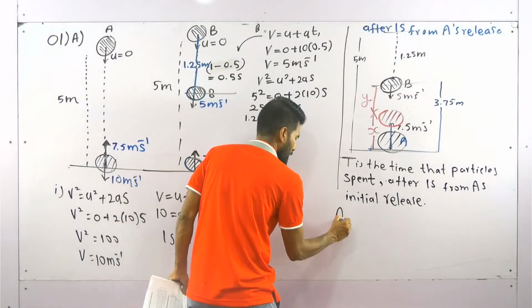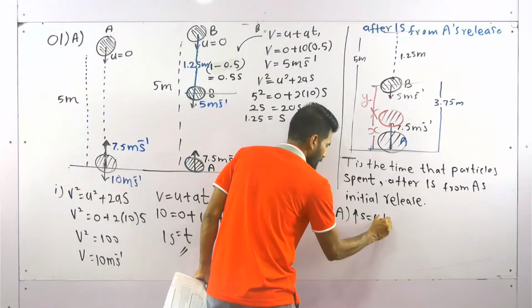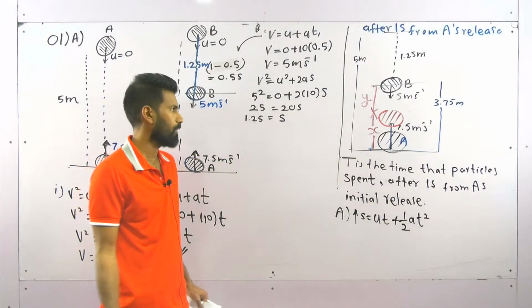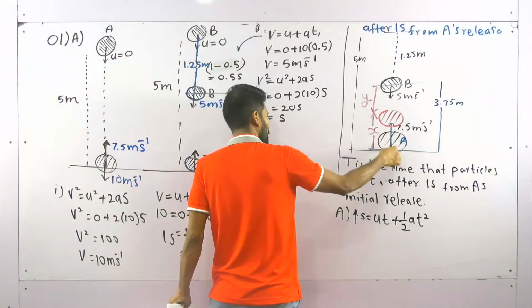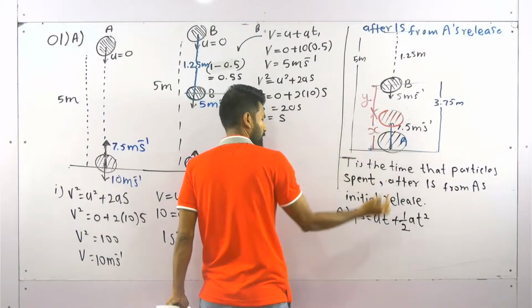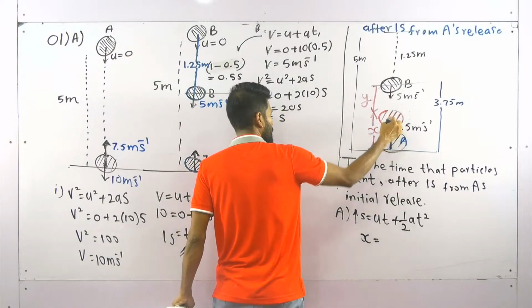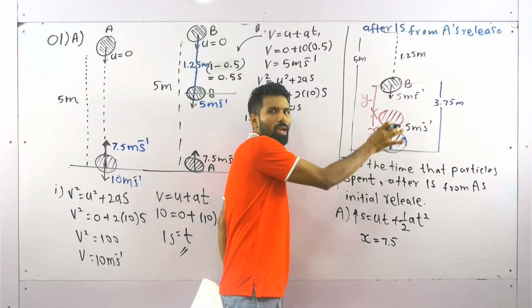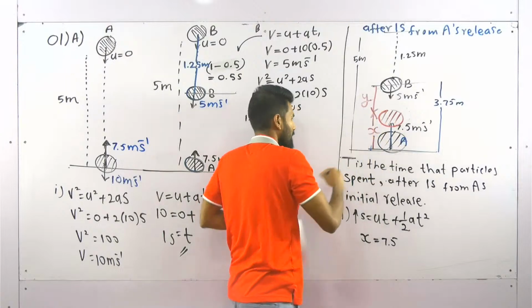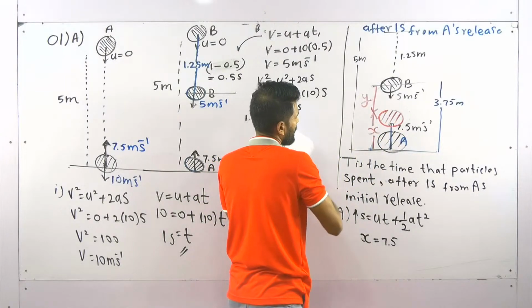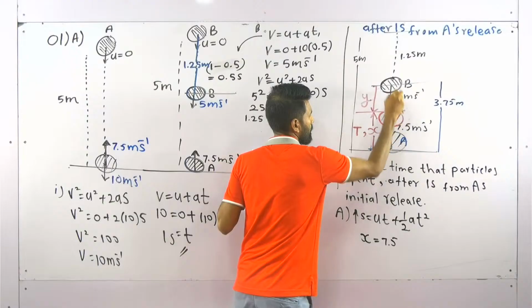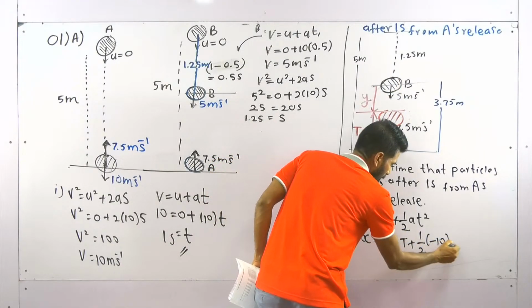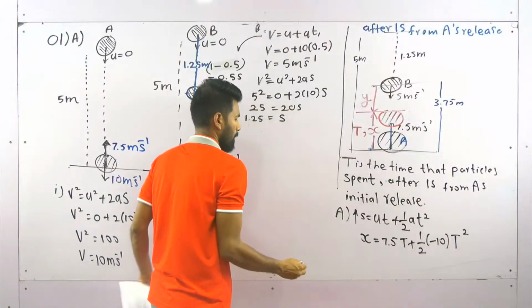Okay, applying S equals ut plus half at square for capital A. After bouncing, A has gone up a distance x. A's initial velocity is 7.5. Let's say this is the place that I'm going to start calculating time. So from here, it will take capital T to reach this point: x equals 7.5 T plus half into minus 10 into T square.